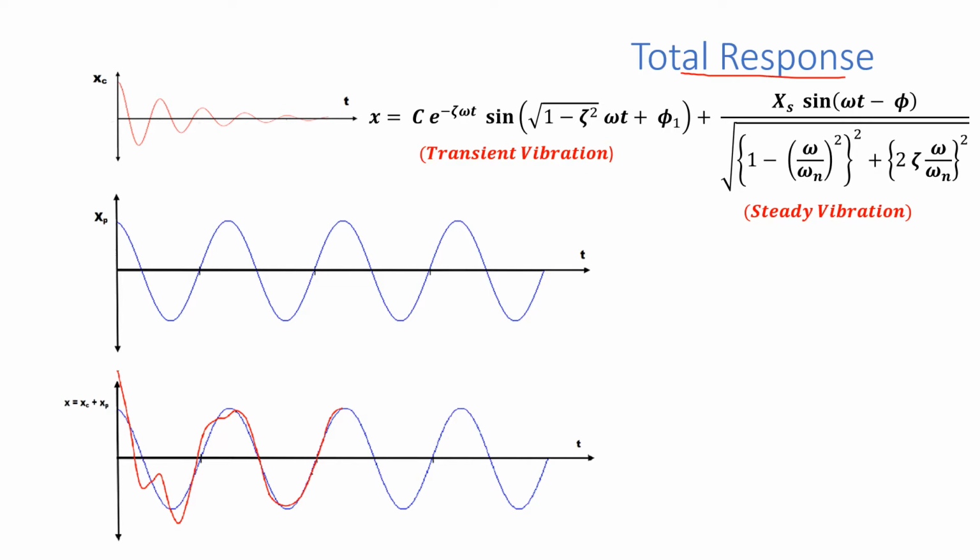It is transient vibration plus steady vibration. Transient vibration is underdamped system vibration. This is steady state particular solution which is valid for most of the time. We overlap, we get the solution. So up to here we get transient vibrations, and beyond this we get steady vibrations.